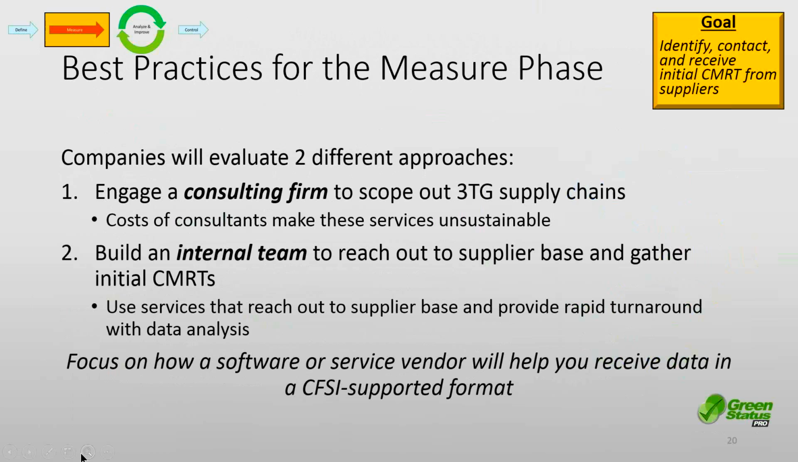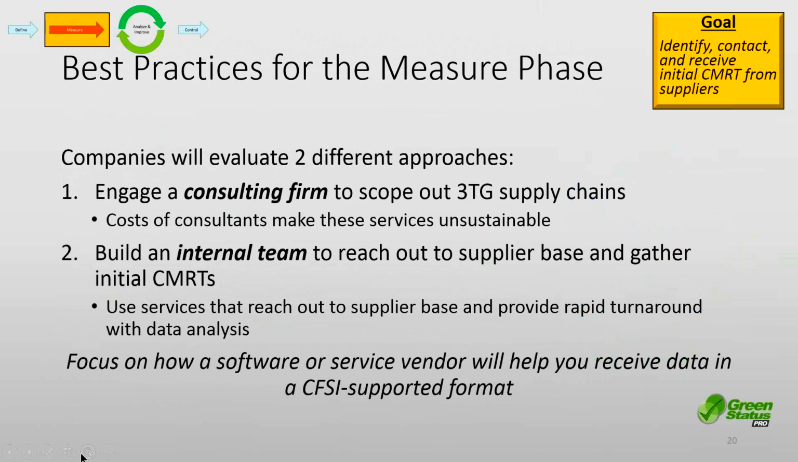For the measure phase, to remind you, we want to identify, contact, and receive initial CMRTs from suppliers. There are two typical approaches that many companies take. The first is engaging with a consulting firm to scope out their 3TG supply chains. The cost of consultants, however, can make these services unsustainable, and at some point, you're going to have to bring this to an internal team. You don't want to get set back a few months' worth of work building an internal team and transferring all that knowledge over. So start with an internal team to reach out to your supplier base.